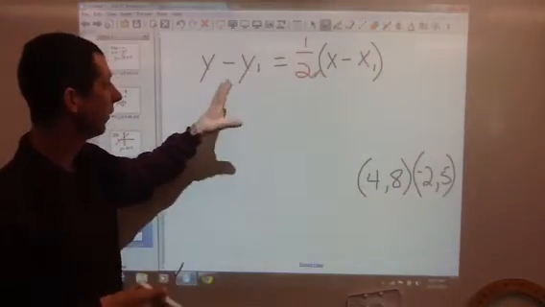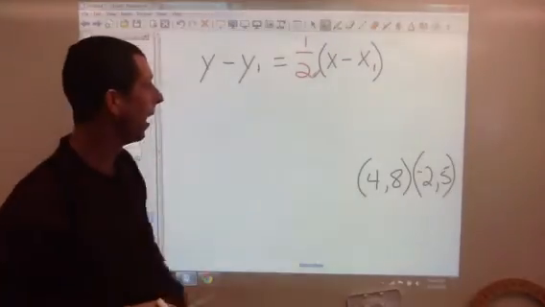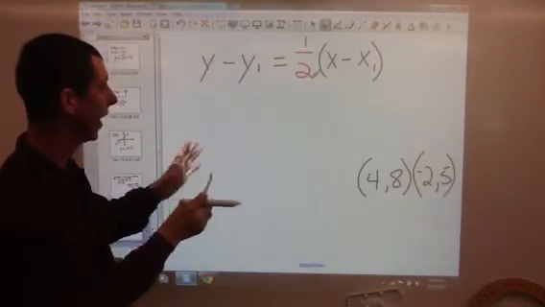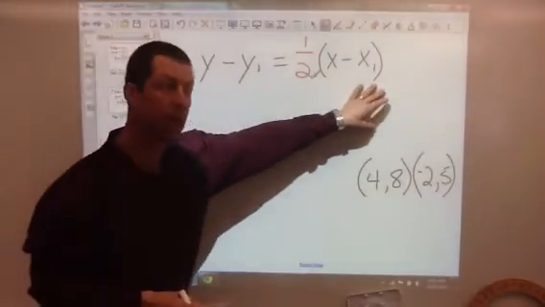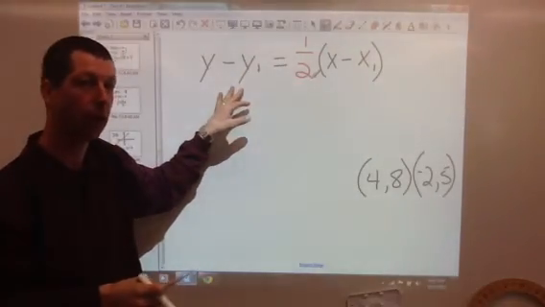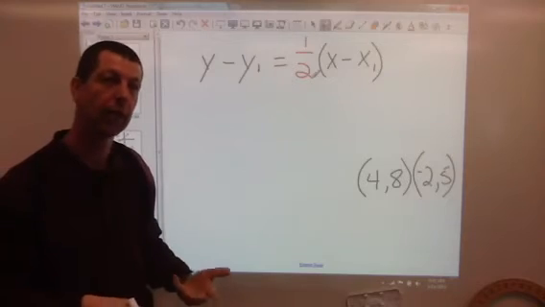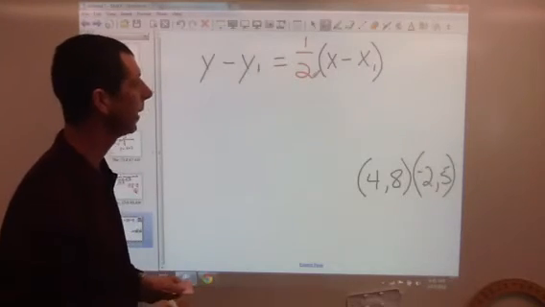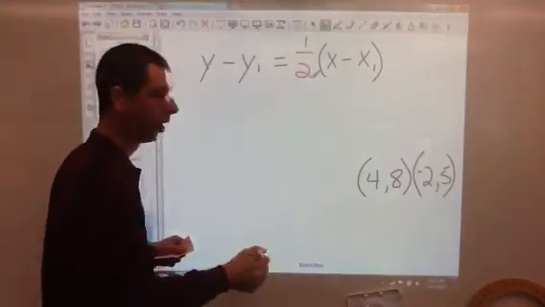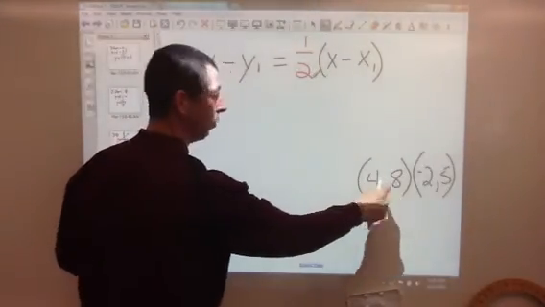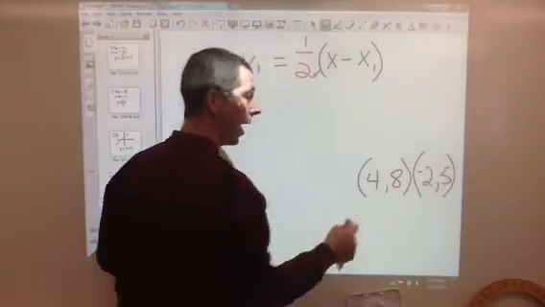Okay, now to find the y intercept, or to find the rest of this thing, I have to substitute into this equation. This equation is given out of the book, and it's an equation for writing linear equations, and we got to put our numbers in now. Okay, so here again were our coordinates. Remember, x1, y1, x2, y2.